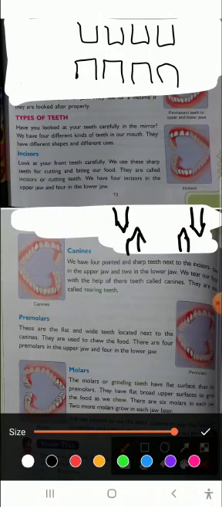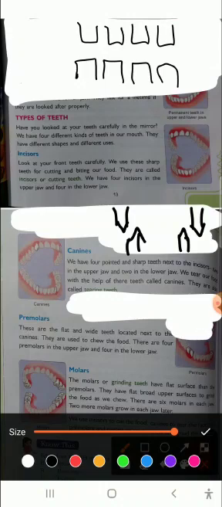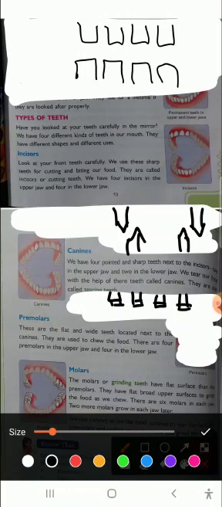Now, for premolars, they are 4 at the upper jaw and 4 at the lower jaw. Like this you will make them.